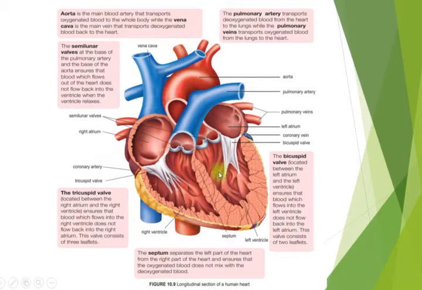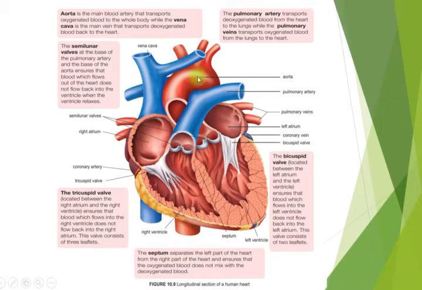Now let's take a look at the blood vessels of the heart. We start with the vena cava here. Vena cava is here and this is the aorta. Aorta is the largest artery in the body.